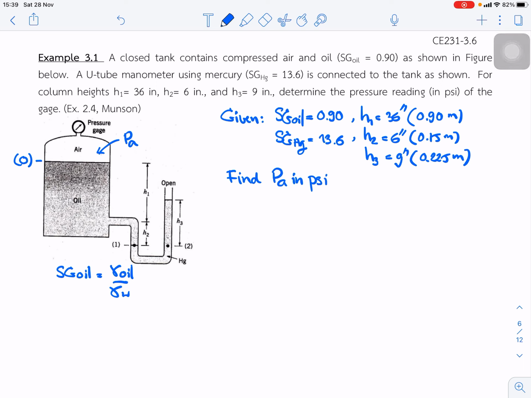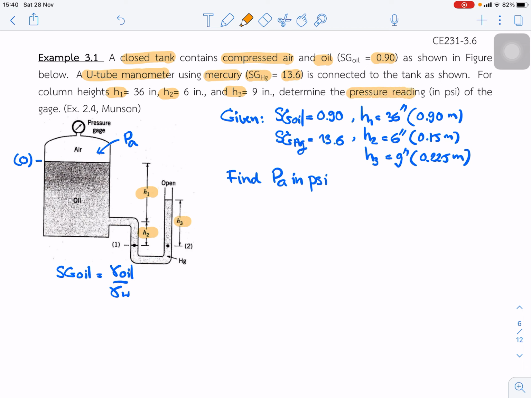Next section is the first example, 3.1. A closed tank contains compressed air and oil, and the specific gravity of the oil is 0.9, as shown in the figure. And a U-tube manometer using mercury, specific gravity of Hg is 13.6, is connected to the tank as shown. The column heights are H1 36 inches, H2 6 inches, and H3 9 inches. Okay, H1, H2, and H3.